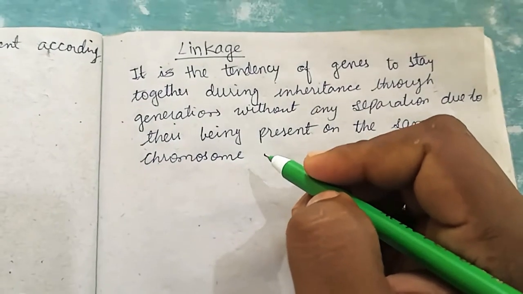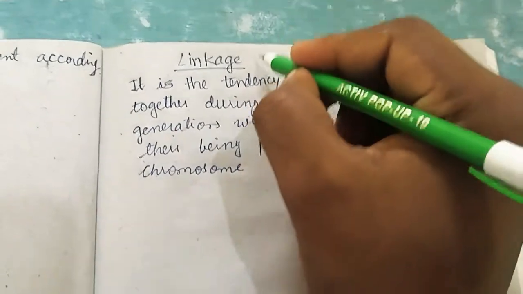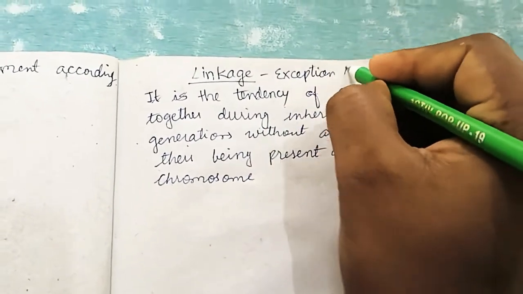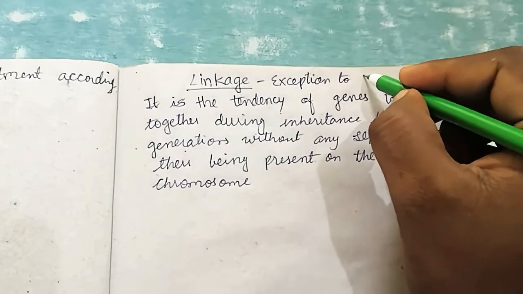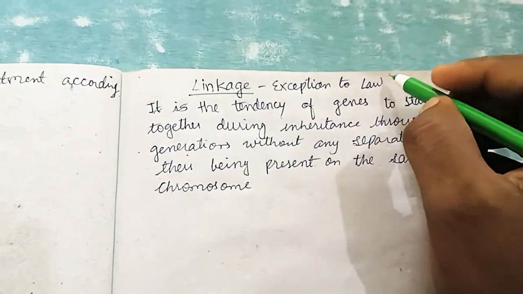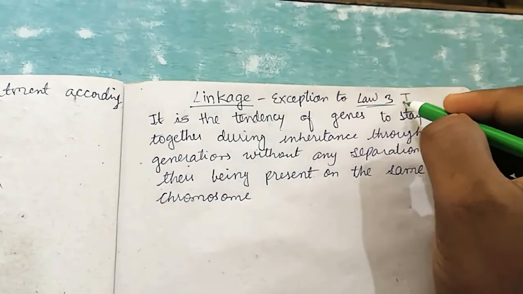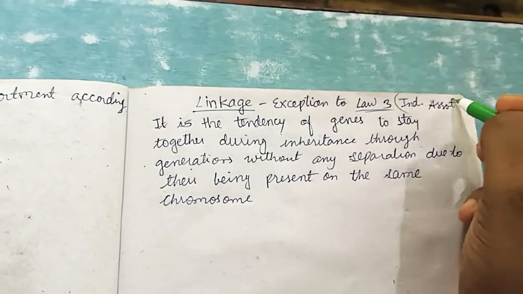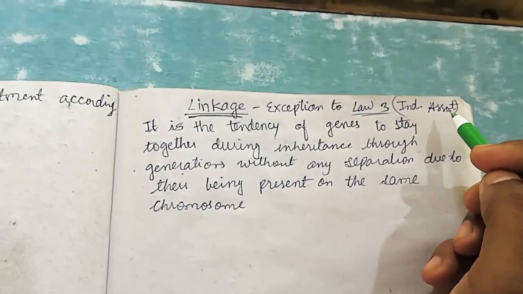Hello everyone. Our next topic is linkage. This is one of the exceptions to the third law of Mendel, that is, independent assortment. So linkage is an exception to the third law, that is independent assortment.